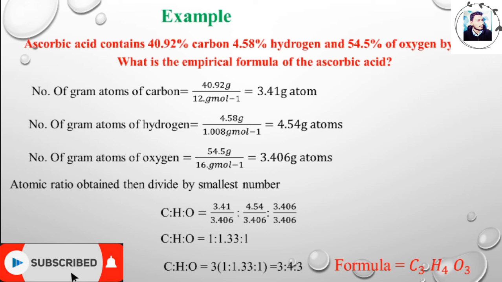To get the atomic ratio, we divide by the smallest number, 3.406 gram atoms, and we get the simple ratio between carbon, hydrogen, oxygen: 1 to 1.33 to 1. And to get the whole number, we multiply with 3, and then we get the formula C3H4O3, which is the formula of ascorbic acid.